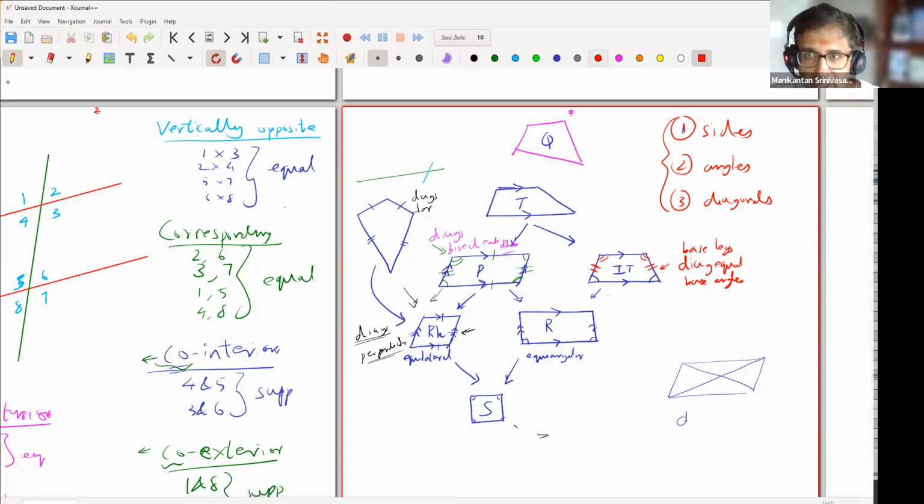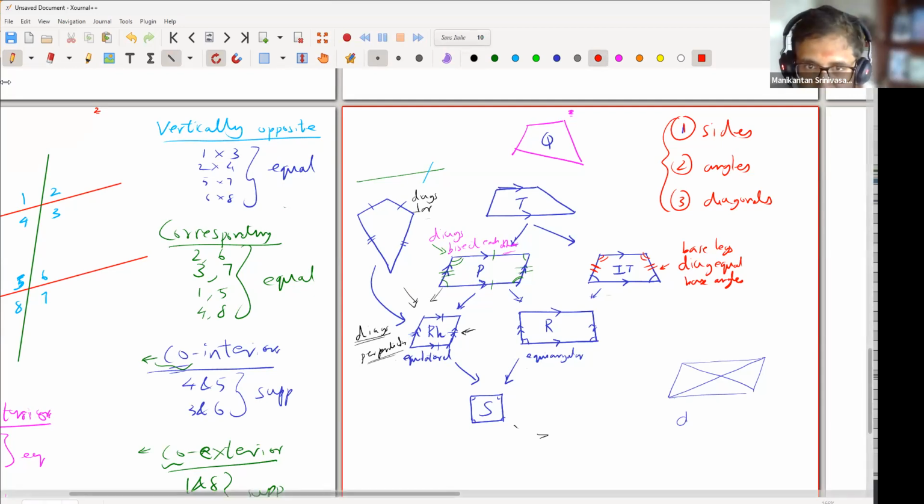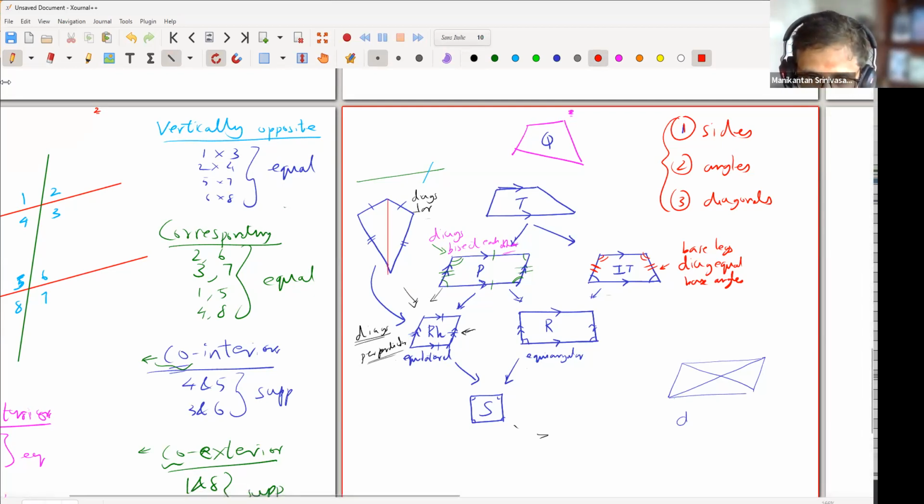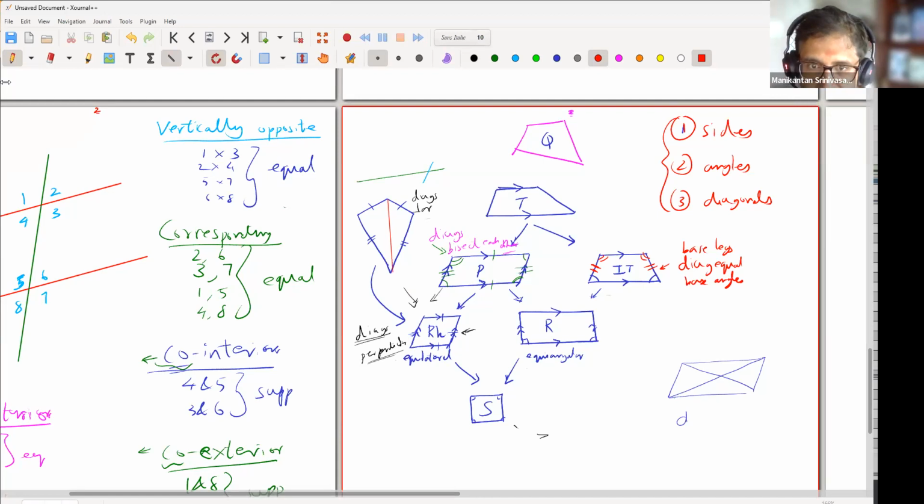The other way need not be true. So in this example kite that I've drawn, this diagonal happens to be bisecting this diagonal, but not the reverse, right? So these two are equal, but not the reverse necessarily. But in a rhombus, it'll be, right?